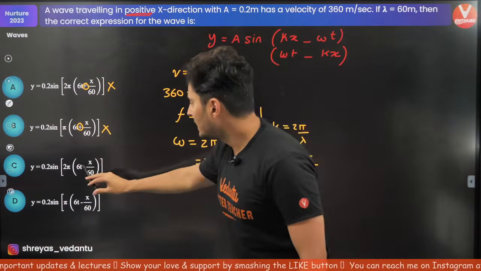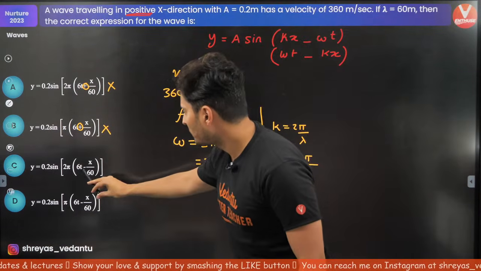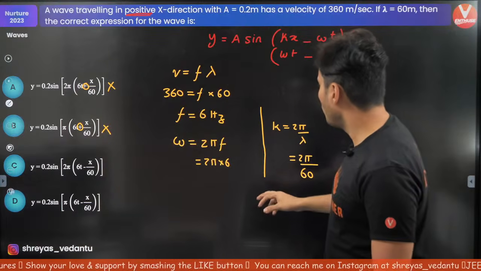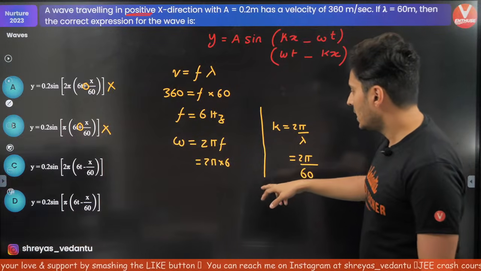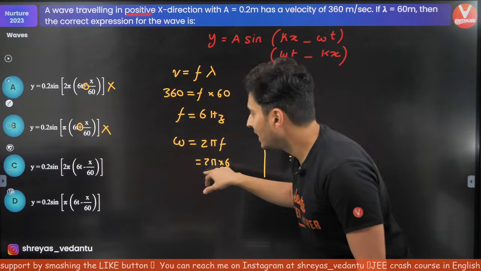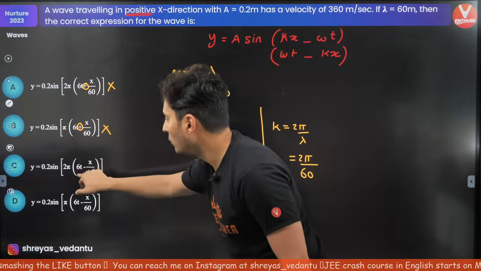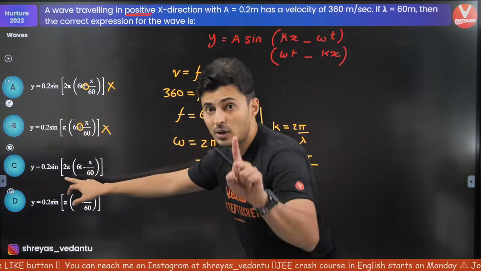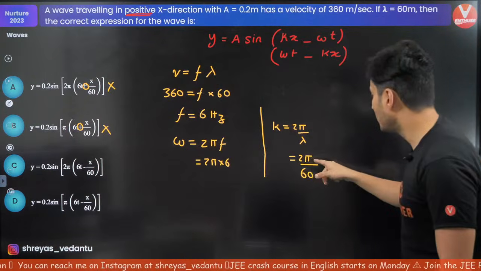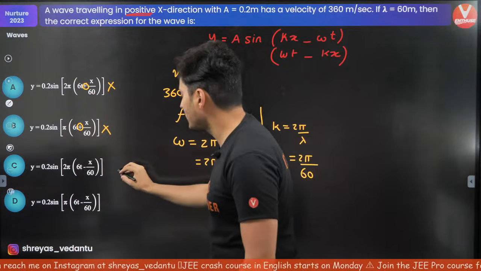Okay, in C option, 2 pi into 6t. Yes, 2 pi into 6, correct. This is the value of omega. If you look at the value of k, it is 2 pi by 60. C looks correct to me.